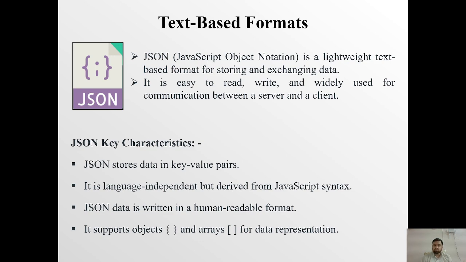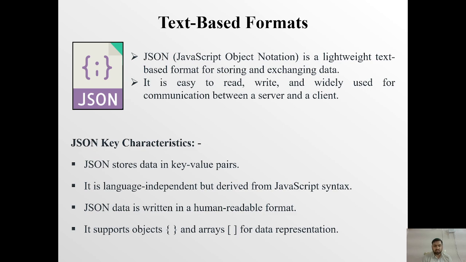Now JSON, a text-based format. The full form of JSON is JavaScript Object Notation, a lightweight text-based format for storing and exchanging data. It is easy to read and write, and widely used for communication between a server and a client.